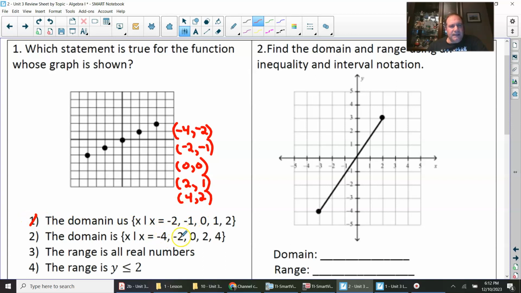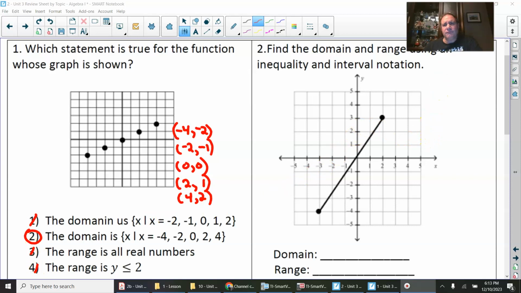-4, good. -2, yes. 0, yes. 2, and 4. This is true. I'm not going to check the range, but the range is not all real numbers, and it's not y, just y is less than or equal to 2. All right, so that's basically it. And we can cross these out.